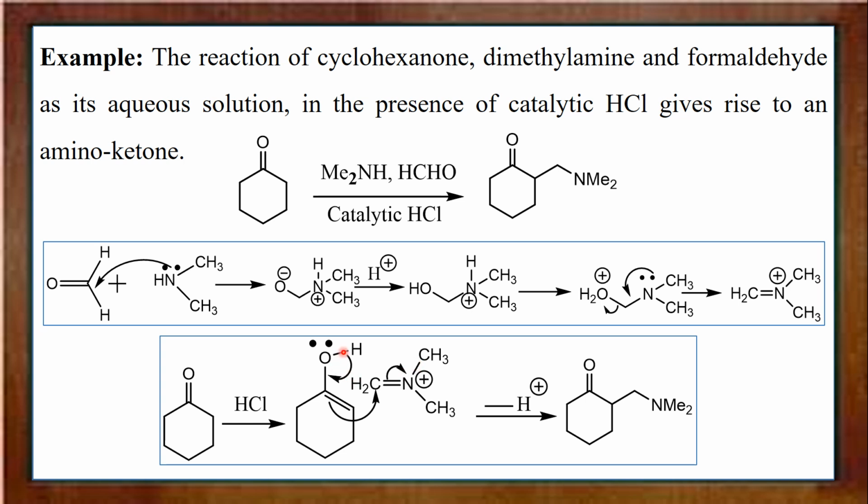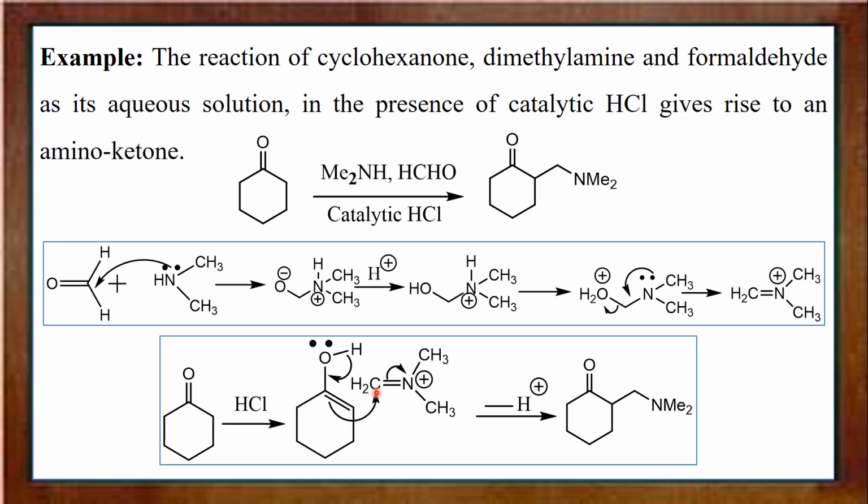So this OH bond is broken, H plus is removed. So this bond is shifted to make a double bond here, and this double bond is shifted to the alpha carbon to give a minus. That minus attacks the electrophilic carbon of the iminium ion. So a new bond is made between the alpha carbon of the carbonyl compound and the carbon of the iminium ion.